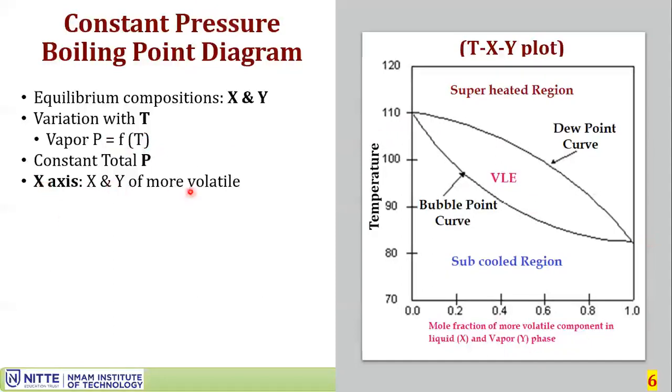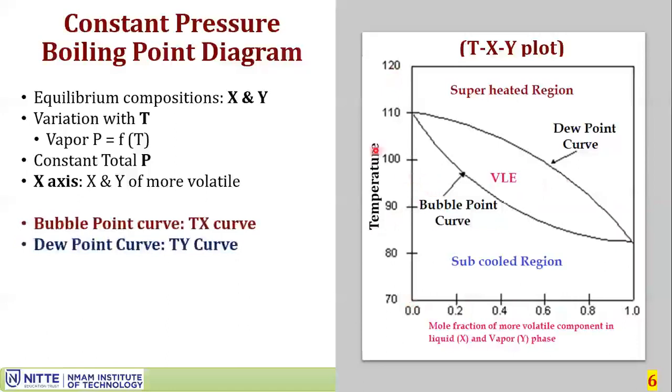So the x-axis in this case is x and y of the more volatile component. Please note this important aspect: more volatile, not all the chemicals. You have to identify the more volatile component first, then find its concentration in the liquid phase and vapor phase of the same chemical and plot it on the x-axis. Temperature is the y-axis. What's so important in this?